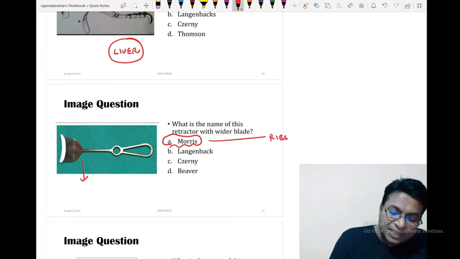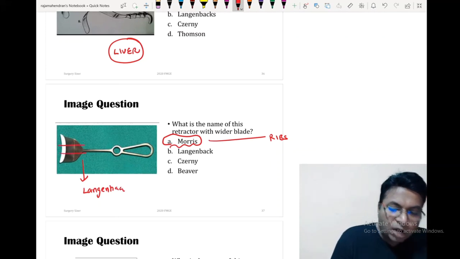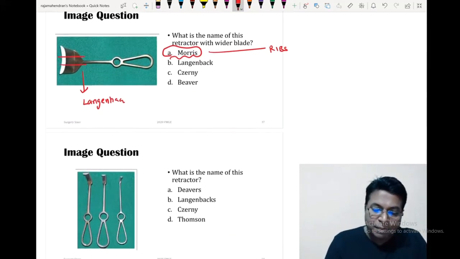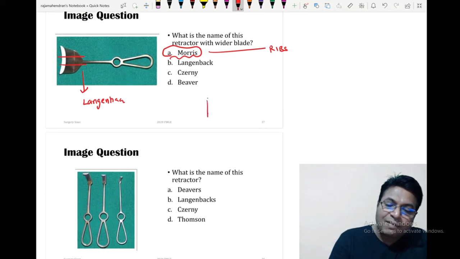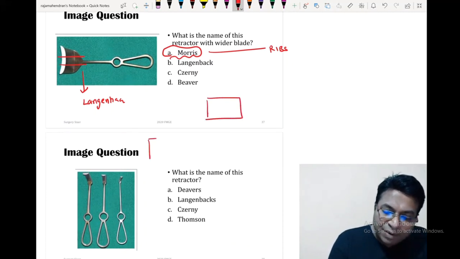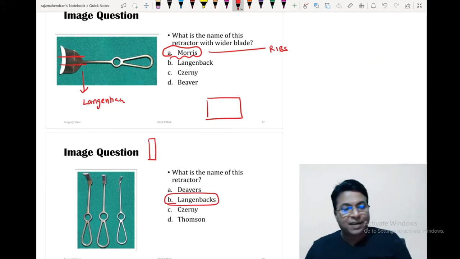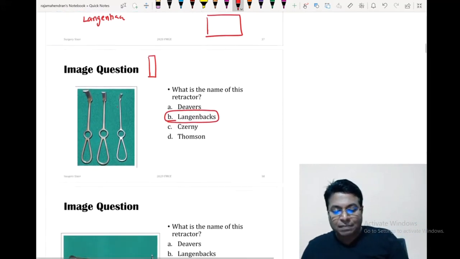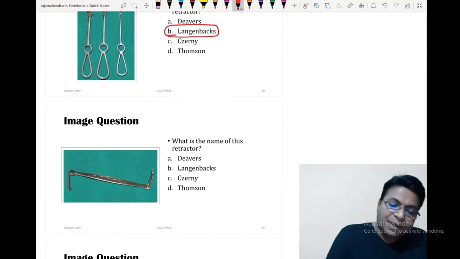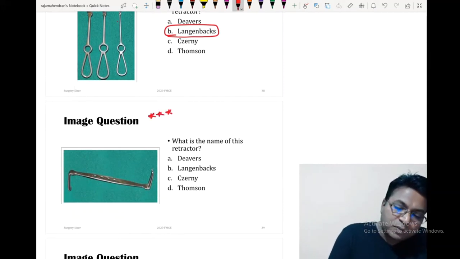Don't get confused between this and Langenbeck. Langenbeck will have a small blade. It will not be this big. I'll show you. This is Langenbeck. Both look the same. Morris will have a wide blade, Langenbeck will have a narrow blade. This is Langenbeck's retractor. So please remember, this is Langenbeck's retractor. This question can come for your exam. This is a highly expected MCQ for your exams.